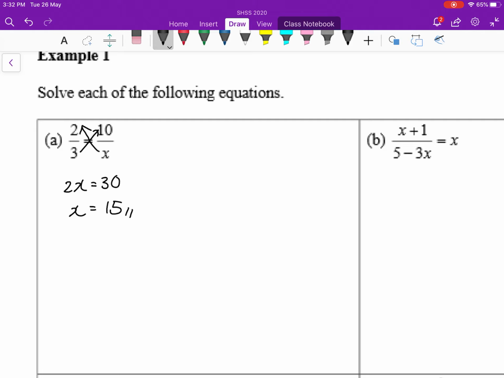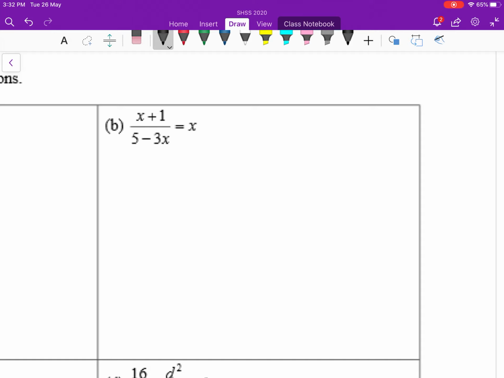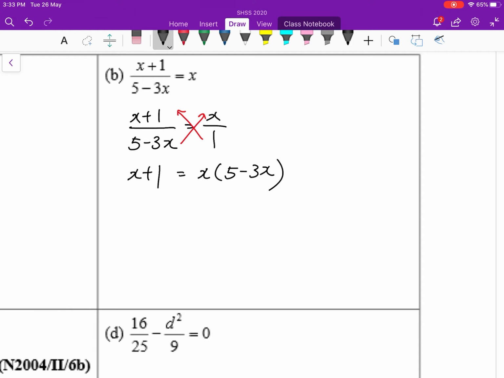Now, we are going to have this but in quadratic equations. How does it look like? Let's take a look at B. Fraction equals to fraction, so I will rewrite this as (x plus 1) over (5 minus 3x) equals x over 1. From here, cross multiply upwards. And then I get x plus 1 equals x times (5 minus 3x). Okay, expand, you get x plus 1 equals 5x minus 3x squared.